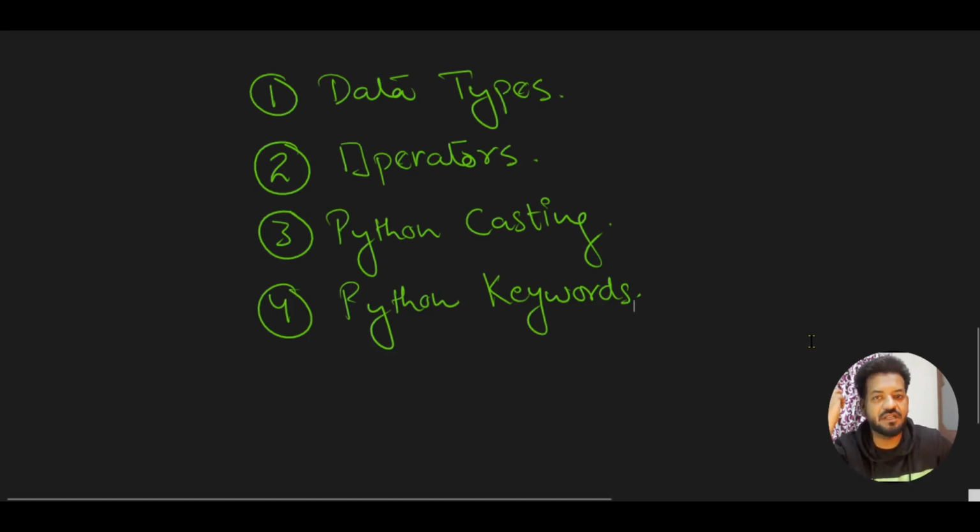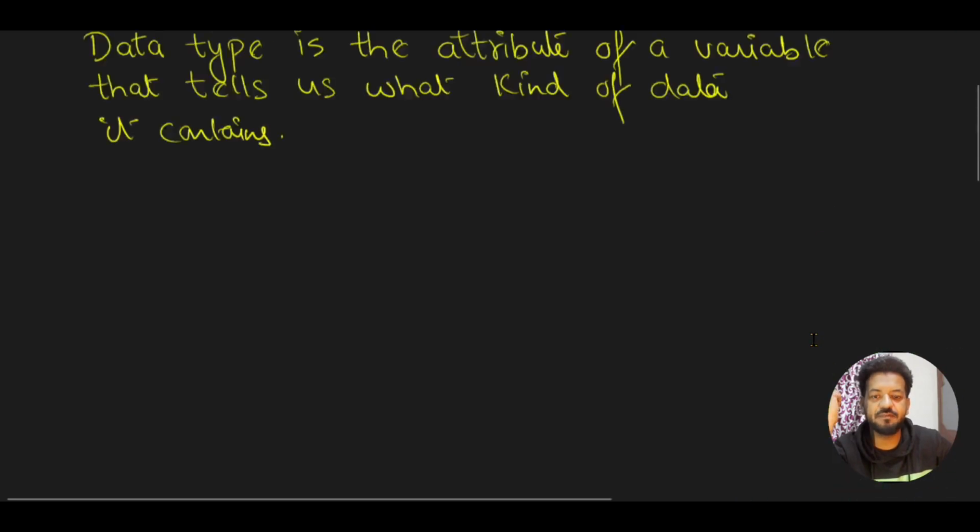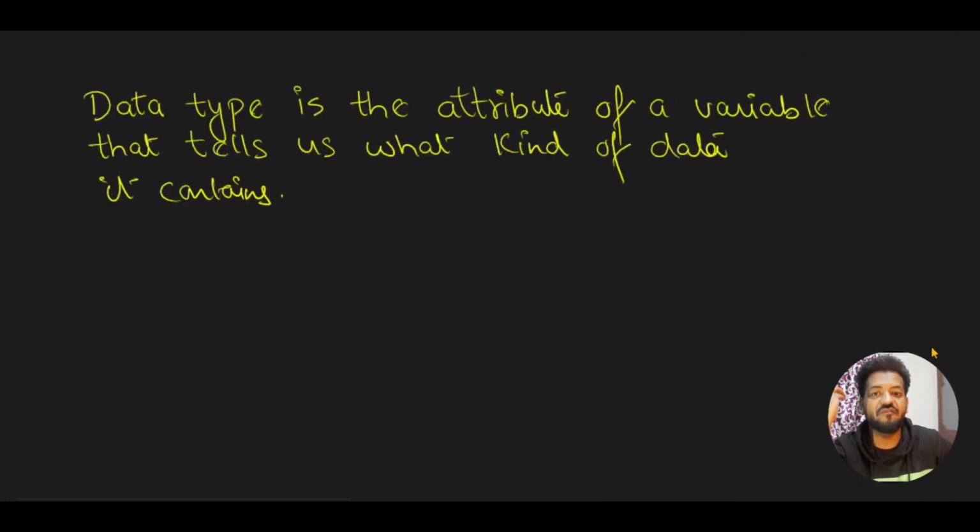So what is a data type? It's fairly simple. A data type is the attribute of a variable that tells us what kind of data it contains. You can say it is the nature of a variable. So what kind of data, what kind of nature does it have? Let's look at this with some examples.